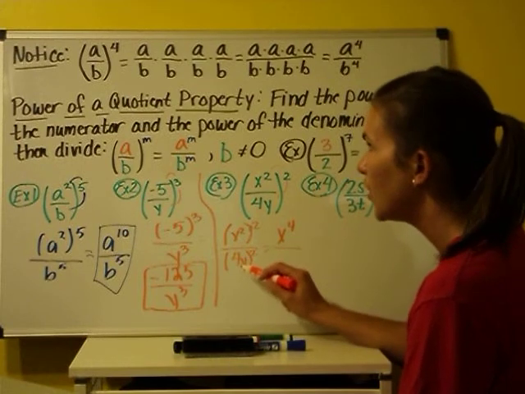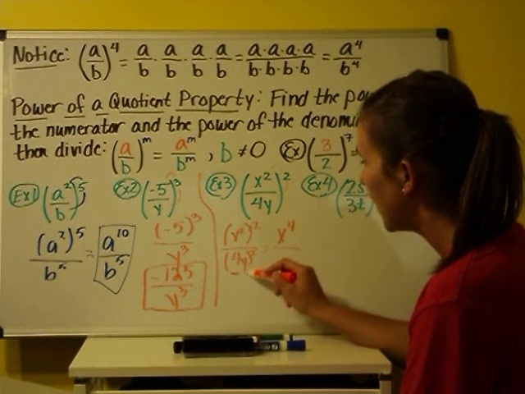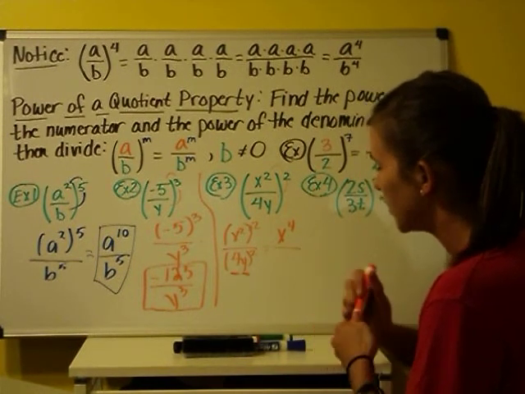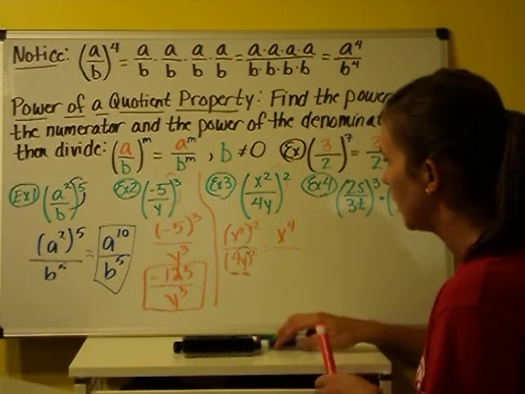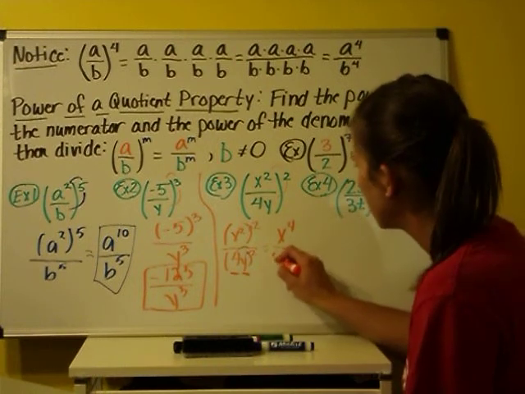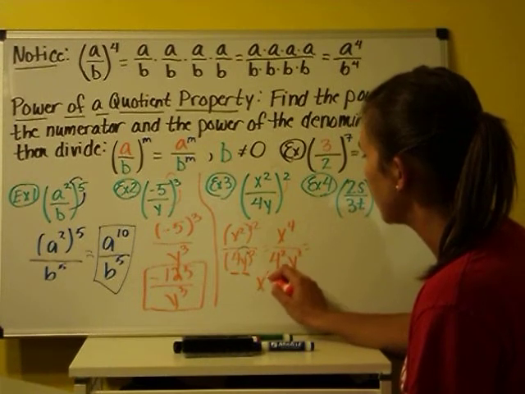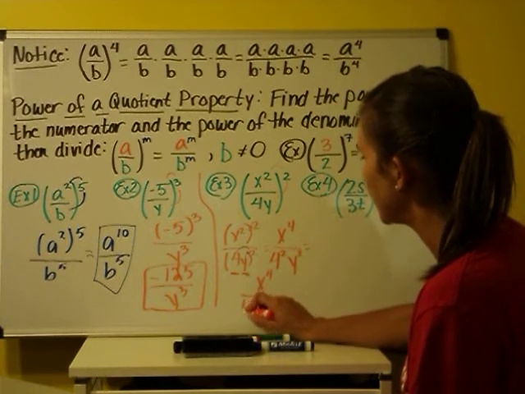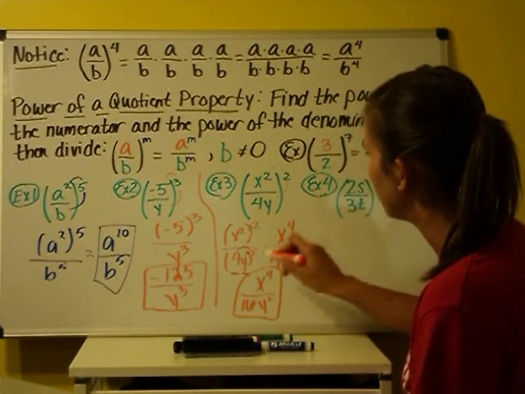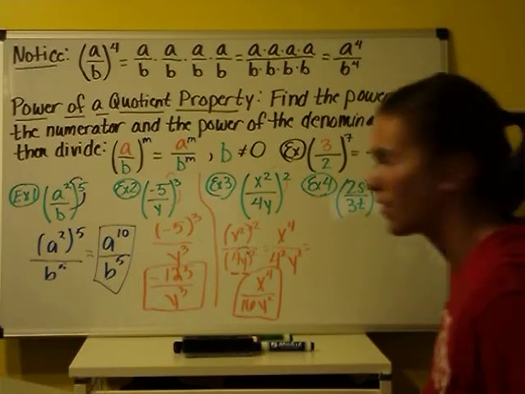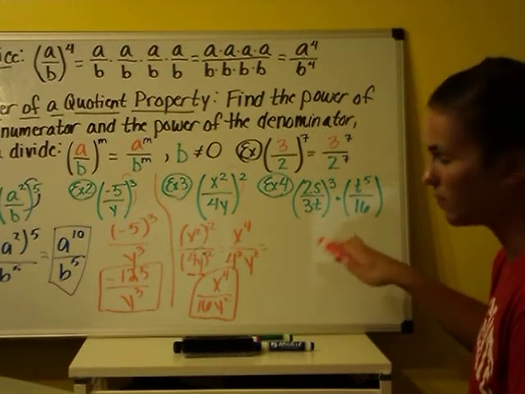And down here, we're going to use our power of a product property from yesterday, where we apply the exponent to each factor. So we're going to go ahead and square the 4 and square the y. Okay, so we're going to have 4 squared times y squared, which simplified is going to be x to the 4th divided by 4 squared is 16, and we have y squared. All those are different bases. We cannot simplify any further. Done.